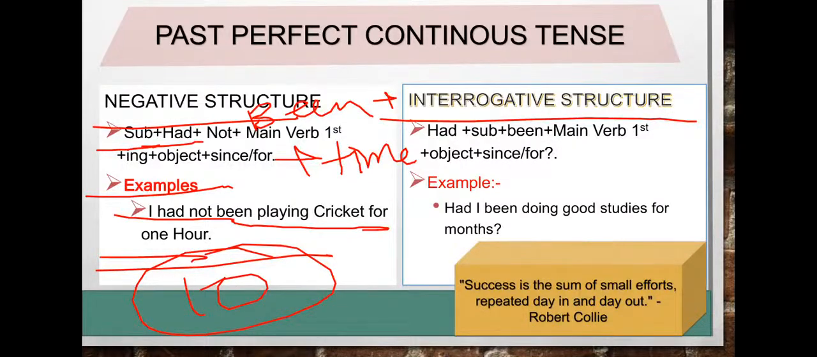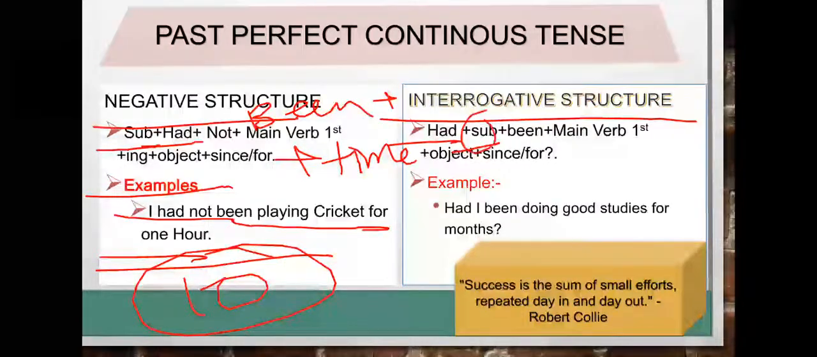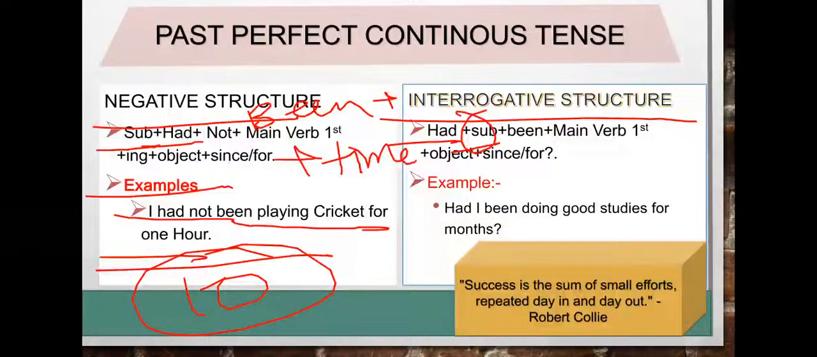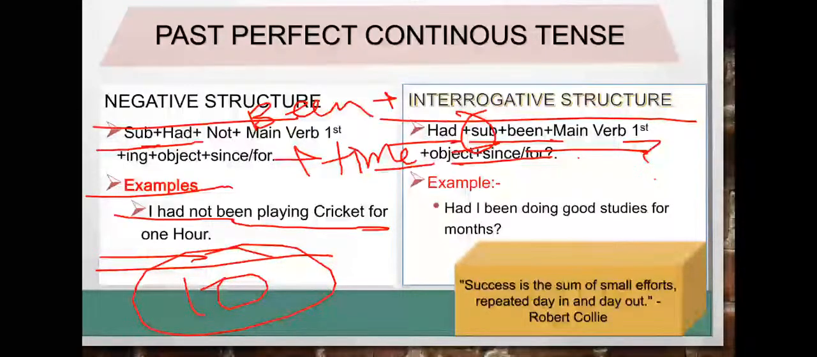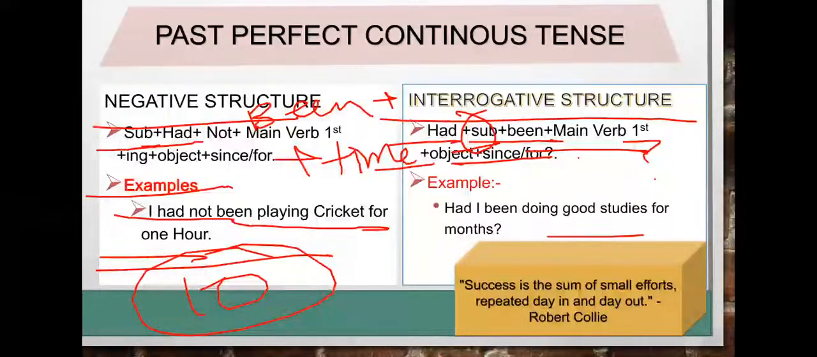Now in interrogative, we have had and subject. Just after had, we will be adding the subject. This is the key point to keep in your mind. After that, we will be adding been, then the fourth form of the verb, and since or for plus time and the question mark. Examples. Had I been doing studies, good studies for months? Had I been preparing for my examinations since July?